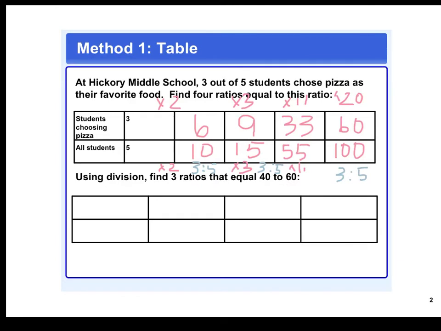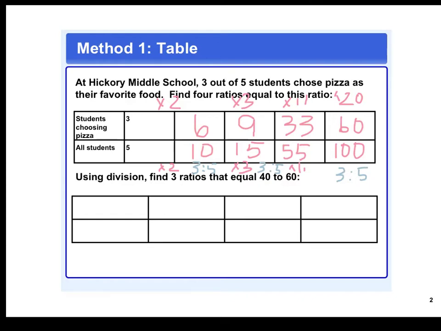By dividing by 20 again. So as long as all of the ratios in my table equal 3 to 5, I know that I have a table full of equivalent ratios. In the bottom example, it just goes to show us that we don't always need to use multiplication. We could use division as well.